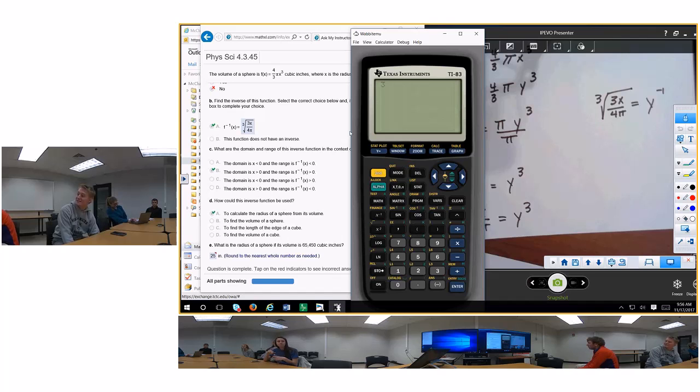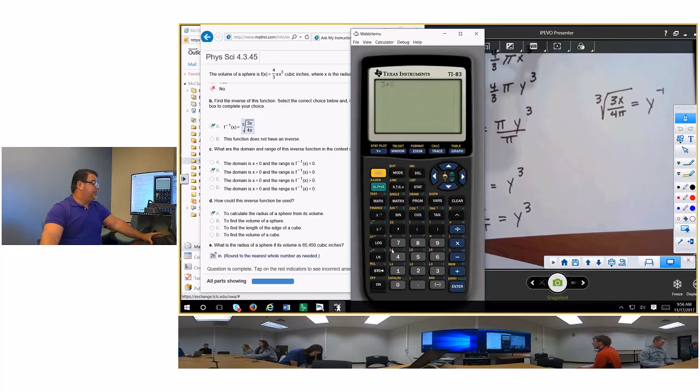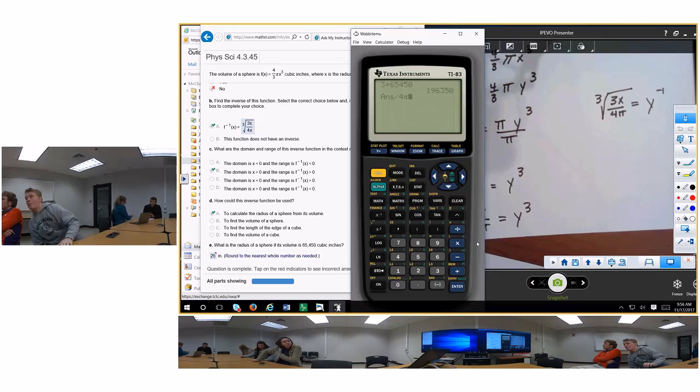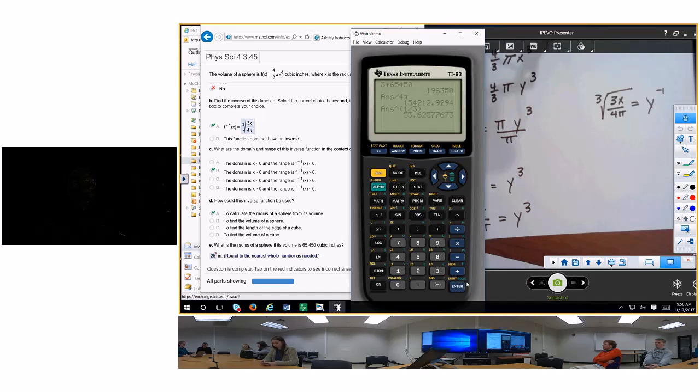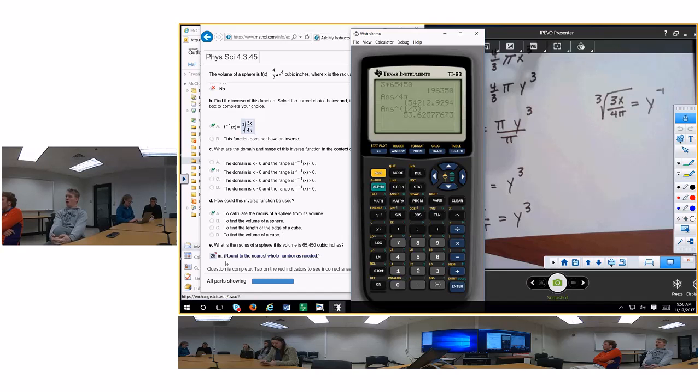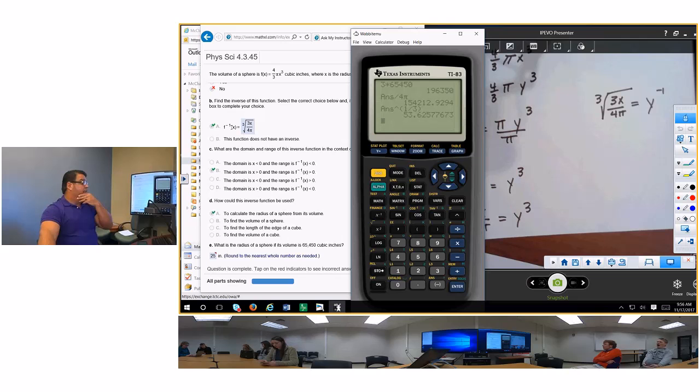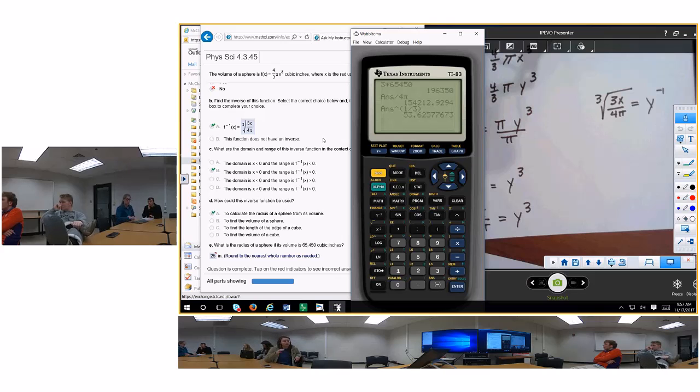Let me finish this problem. 3 times 65,450 equals, divide by 4 pi. I don't understand how I could get the formula right and then take the cube root of that, 1 divided by 3. I have no idea why that was wrong, because did we not get the formula right here? Thought we did. Yeah, I knew I wasn't crazy.